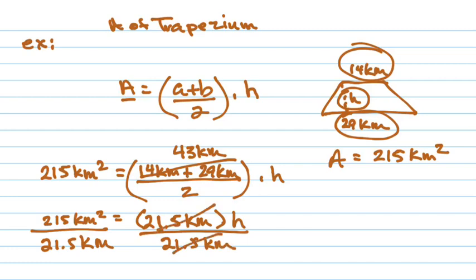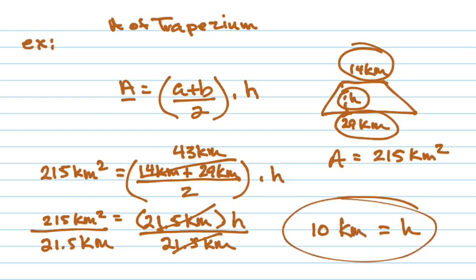Over here, they'll divide away. Anything divided by itself, no matter how big or how small, turns into a 1. And 1h I don't need, I could just leave it as plain old h. Over here, 215 divided by 21.5 gives me what number? 10. And kilometers squared, if I divide a kilometer out of a kilometer squared, what do I have left? Just plain kilometers. And so there you are.